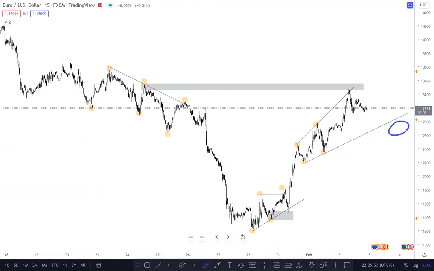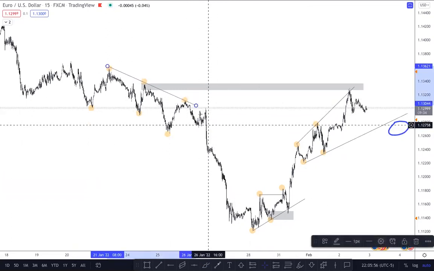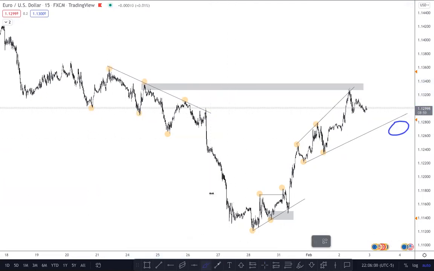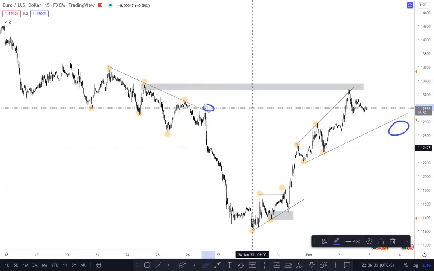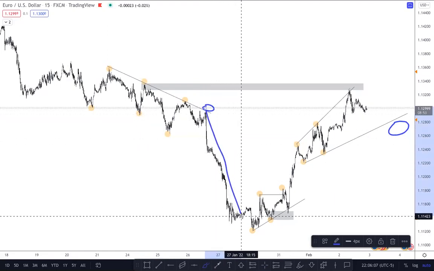Now, can the trend line expand? Absolutely. This trend line can expand to this pivot point here, right? And what happens? We then have manipulation of the trend line again, right? And then what happens? The market absolutely melts, right?